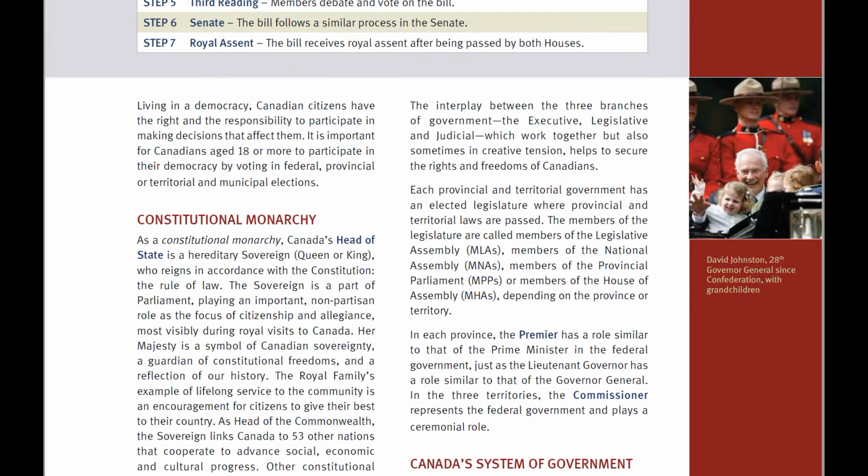The interplay between the 3 branches of government, the executive, legislative, and judicial, which work together but also sometimes in creative tension, helps to secure the rights and freedoms of Canadians.